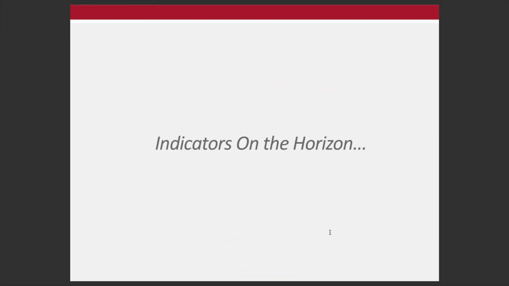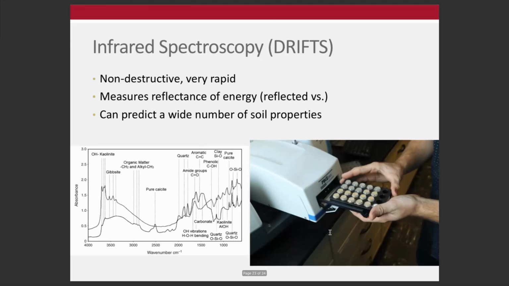I'll just end by mentioning a couple different indicators or methods on the horizon. The first one we've been working quite a bit with is infrared spectroscopy. There's lots of different forms, but for soils, there's near infrared, mid infrared, and visible infrared. They're all good in their own right, and they all have pluses and minuses, but we've been working a lot with the mid-infrared. This is a non-destructive, very rapid test.